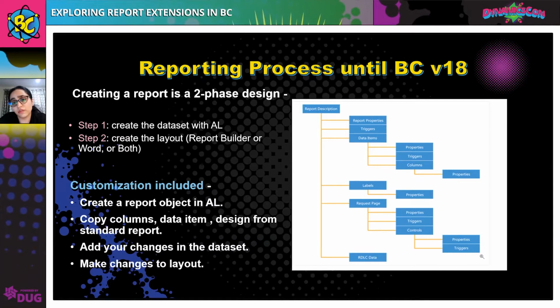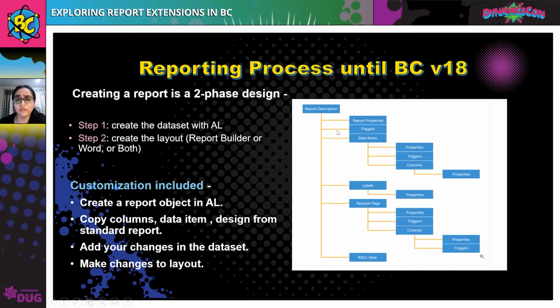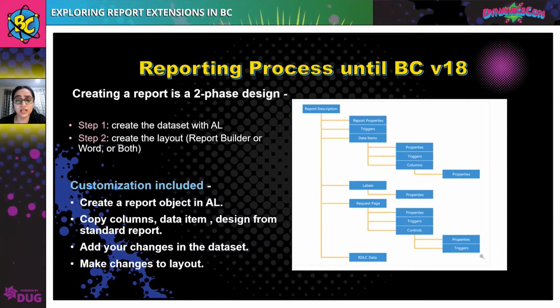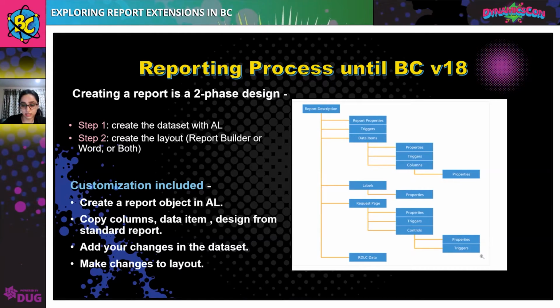On the right-hand side of the slide deck, I have mentioned the whole architecture of reporting that we follow. We have report properties, report triggers, and data items, and each data item comprises triggers and columns again. Then we have labels and request pages. These request pages are very helpful to filter the data items. They again have properties, triggers, controls, and then we have the RDLC data. So this is basically what a report is comprised of in Business Central.